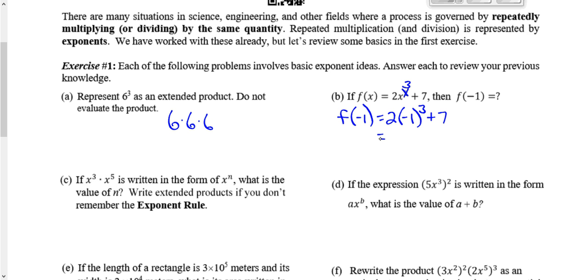Yeah, so it'd be 2 times, well, negative 1 plus 7. And that's negative 2 plus 7, which equals 5, okay? Yeah, when you square things, it's always going to be positive. You cube them, it's not going to change the sign.